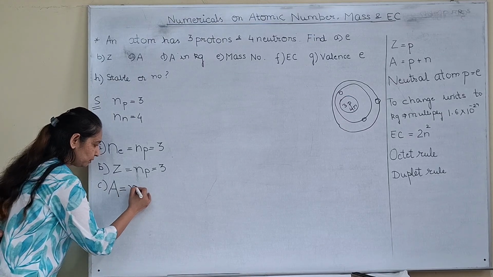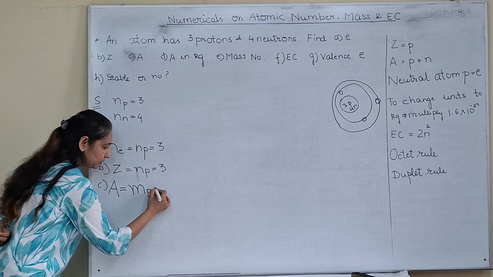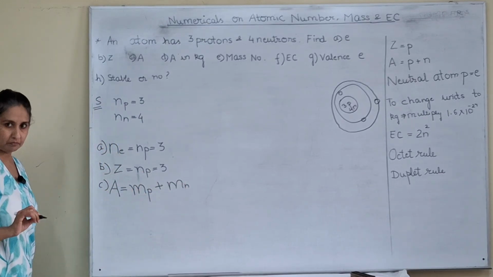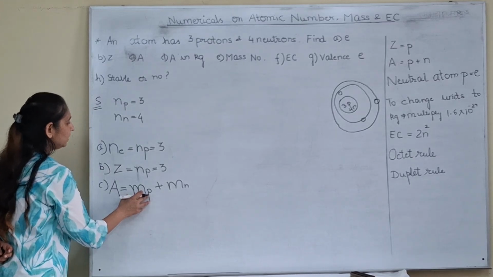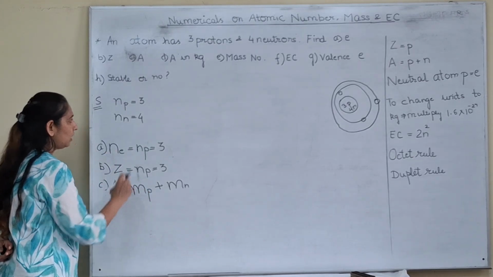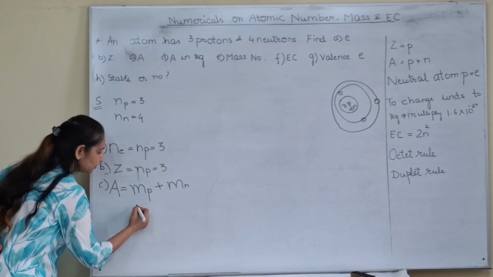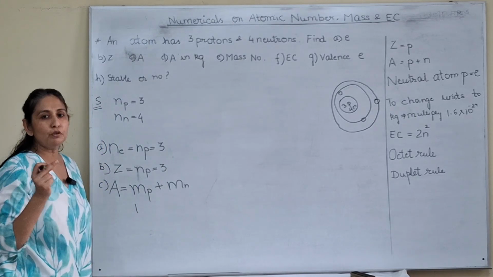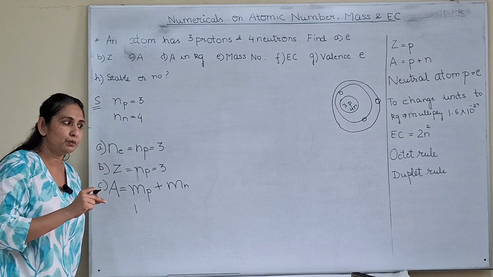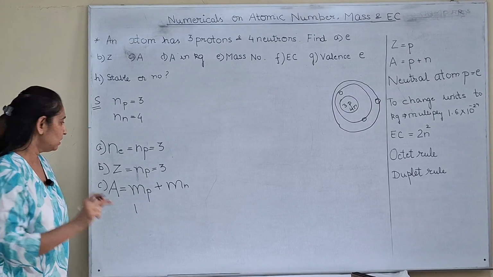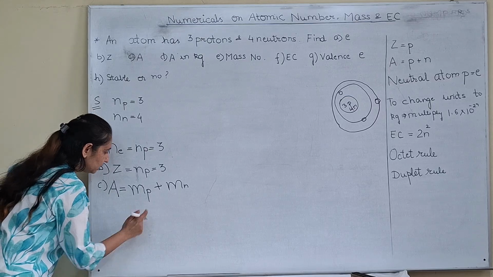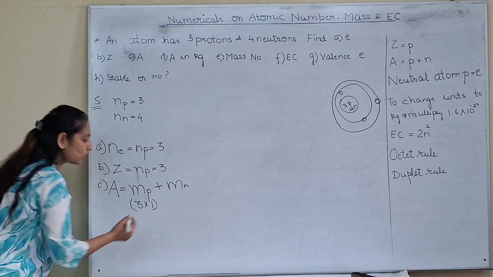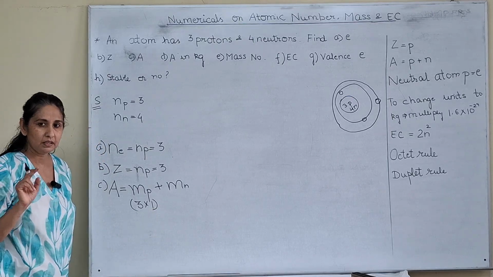Atomic mass is equal to mass of a proton plus mass of a neutron. Okay, now how many protons are there? 3. So let's write, mass of a proton is 1. One proton has what mass? One proton has a mass of 1 unit. So here the total mass of protons will become 3 into 1, because there are 3 protons and each has mass 1.